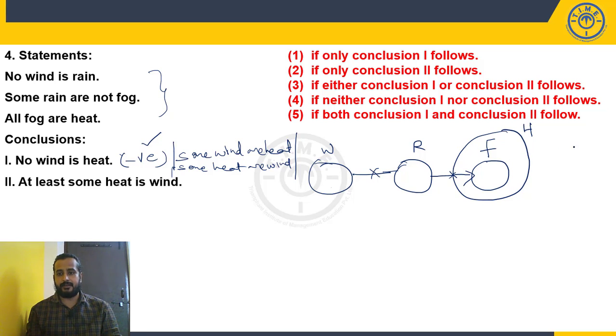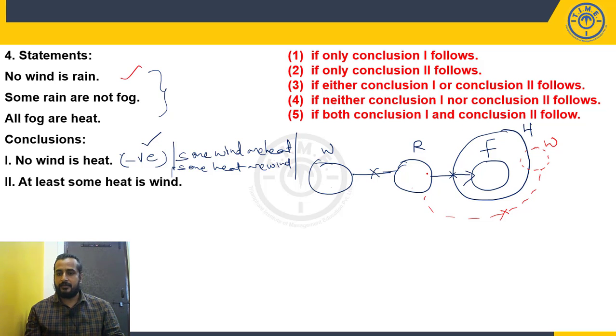Wind is here, heat is here. Now, let's draw the diagram and check it. Is it going to violate any statements? Now this part is wind. Okay. Now let's check that. No wind is rain. Yes, wind is here, rain is here. Still, no wind is a rain.